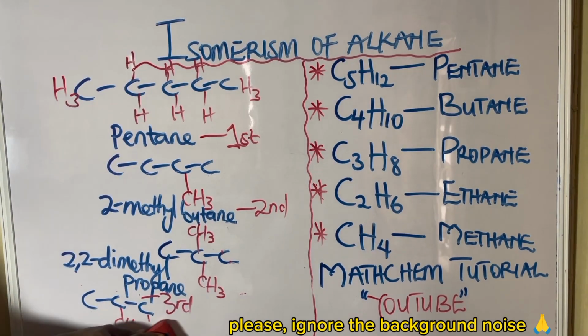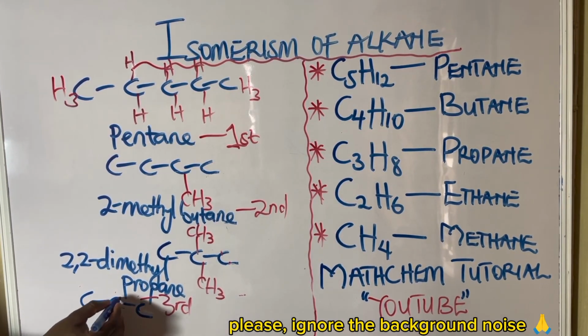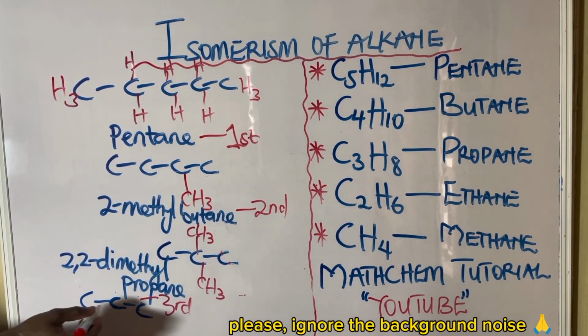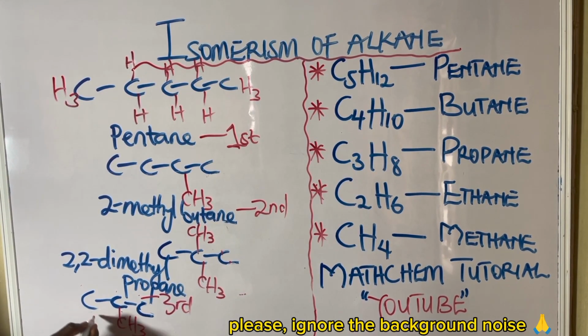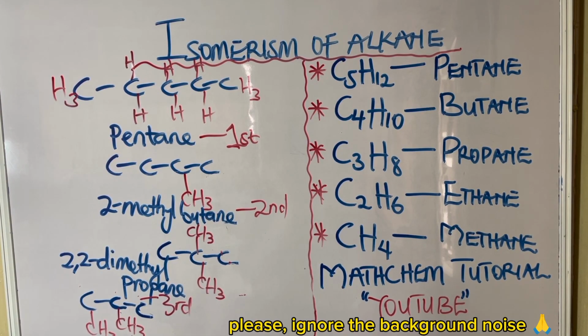Alright, let me rub it off. So what about if I remember that I put the CH3 here and here, right? What about if I put CH3 here and also CH3 here? What's that going to be? That will still give me 2-methyl butane. Simply means that I can no longer put it anywhere again. So, in a nutshell, the number of isomers of pentane is 3. And what are the isomers of pentane? That is the normal pentane, 2-methyl butane, and 2,2-dimethyl propane.